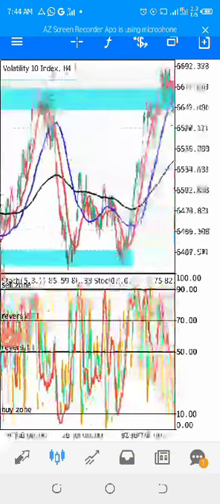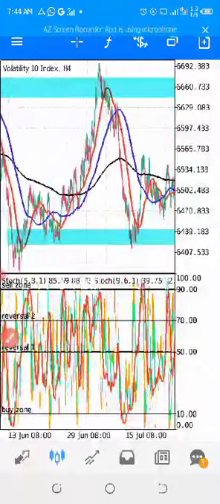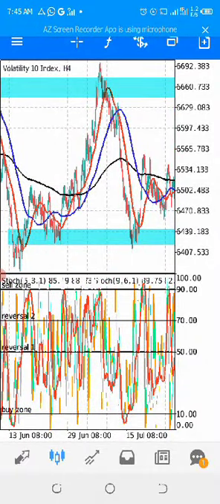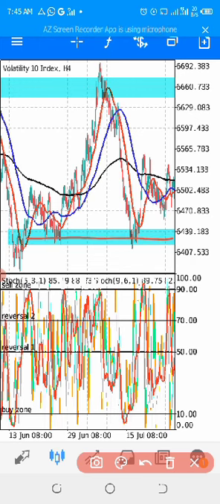Now, if you check back, look at it, there is a long support here. That is why I drew this blue line. Whenever I spot a support or resistance, I just use a rectangle to mark it out. It will help you. Use a rectangle to mark it out.